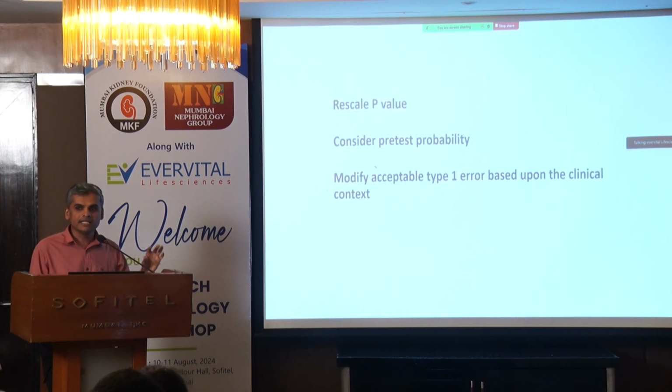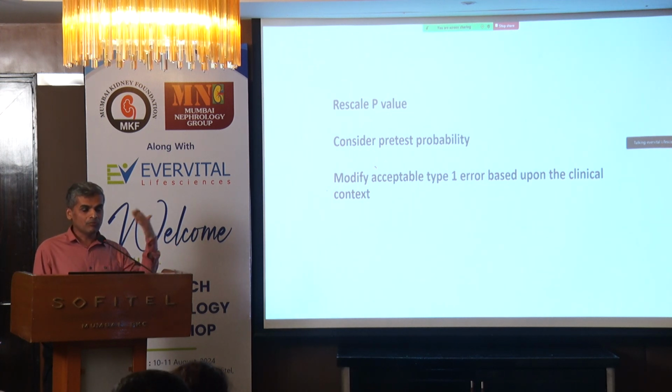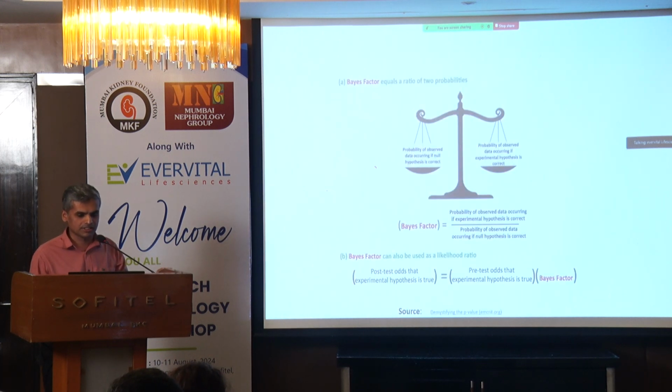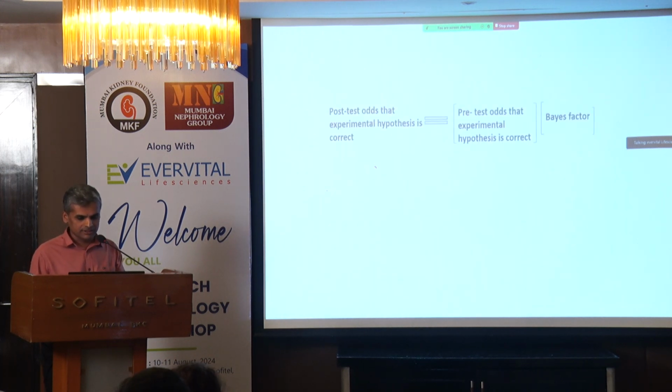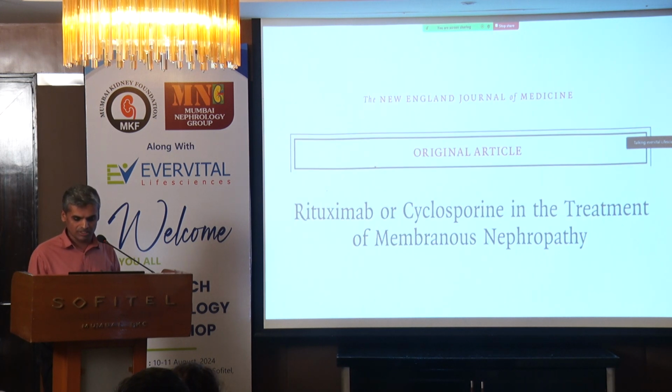So one solution is rescaling the p-value, which means we can have a different threshold depending upon the situation, that is, what stakes are there in that particular experiment. You can rescale the p-value to 0.005, for example. Very important, consider pre-test probability. That is completely ignored in hypothesis testing. What is the chance that this particular intervention will work better? Then modify the acceptable type 1 error based upon the clinical context. I will come to this later because this is an alternative solution for the p-value, but I will go through now how we read the paper.